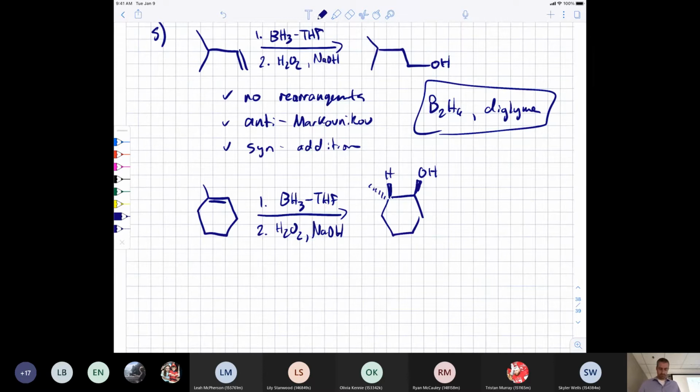Yeah, Lizzie. I was going to say, does the anti-Markovnikov just mean it's the least substituted? Yeah, so it means the OH would go on the less substituted side and the hydrogen on the more substituted side.